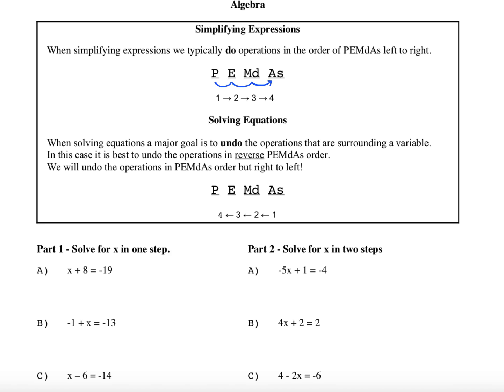However, when we are solving equations, we want to do exactly the reverse. We want to undo operations, not do them, in order to get a variable alone. So interestingly, the order that we have to undo things in is in reverse PEMDAS order, with additions and subtractions being undone first, then multiplications and divisions, then exponents, and finally parentheses.